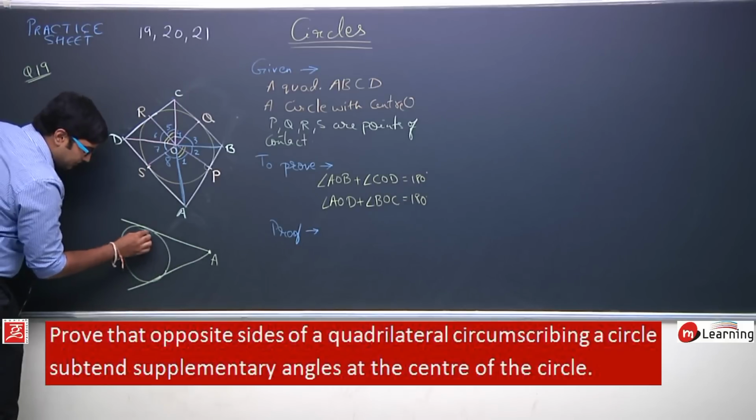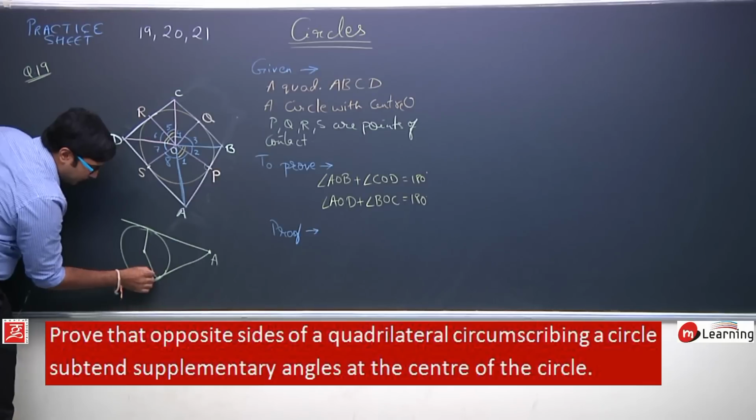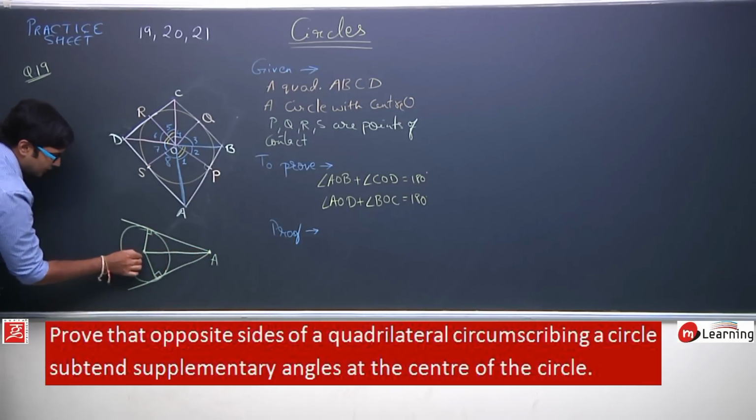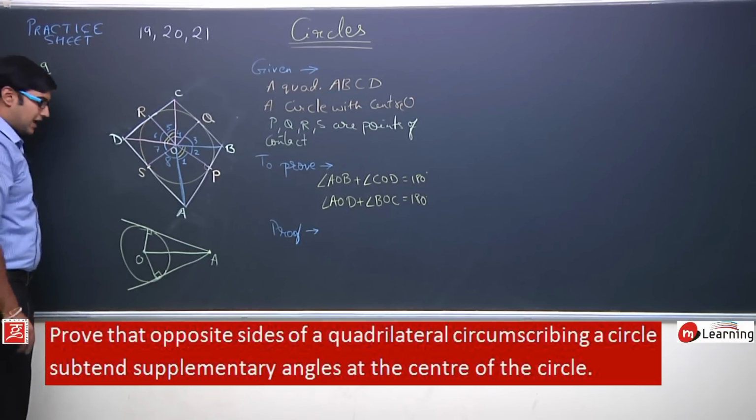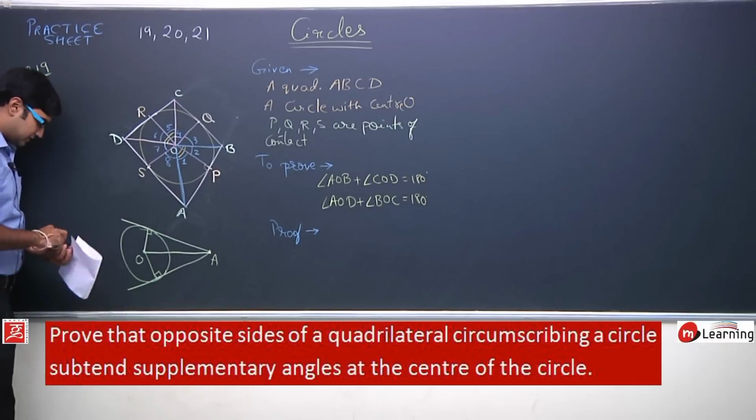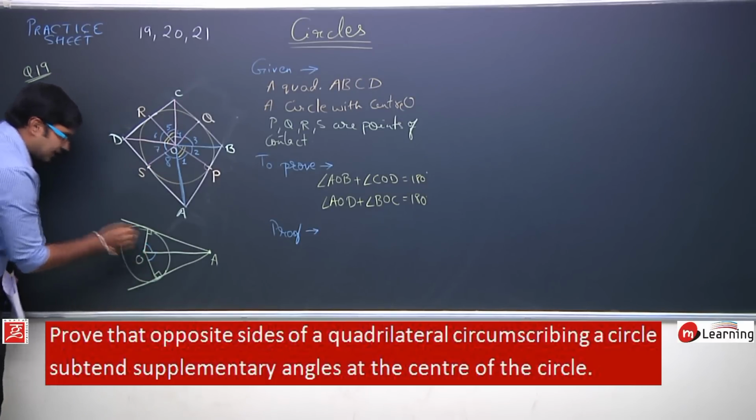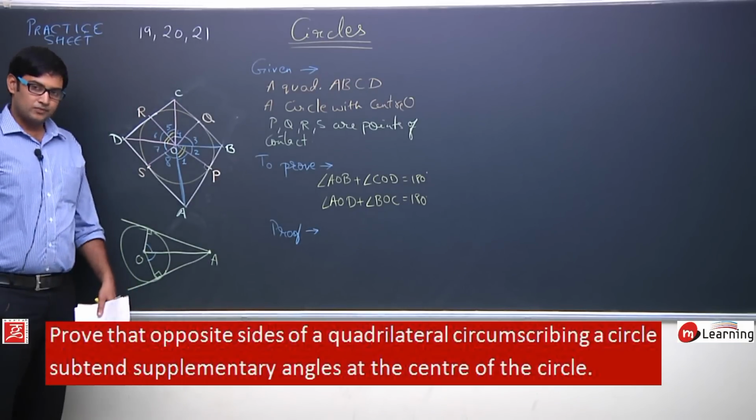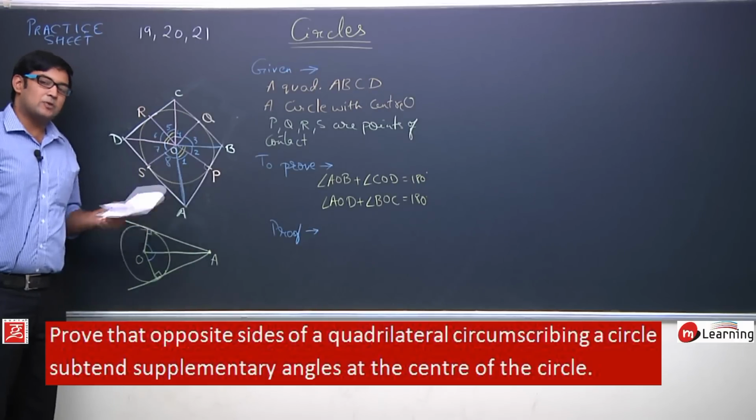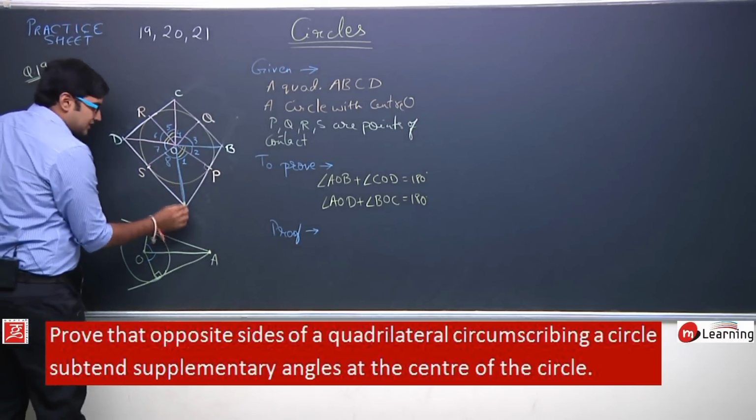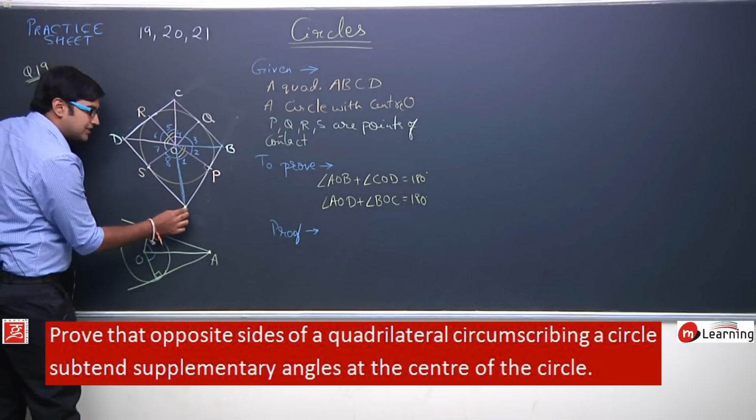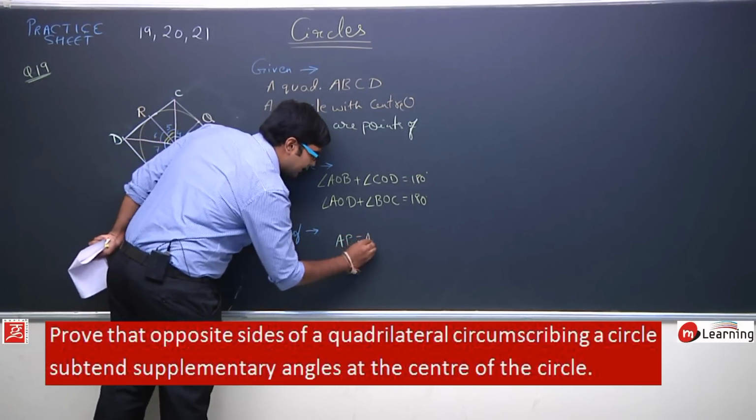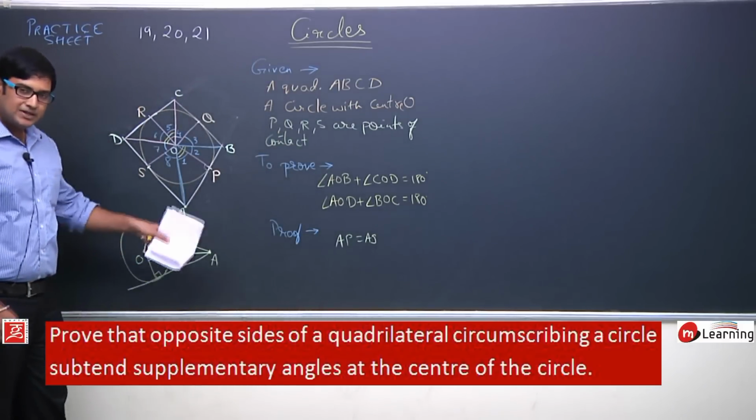If I draw perpendiculars to these two tangents and join this external point with center O, you are going to have that these two angles, this angle and this angle, are equal. How do we prove this property? You can see from this point A I have two tangents AP and AS. Can I write AP is equal to AS? Why can I write AP is equal to AS?